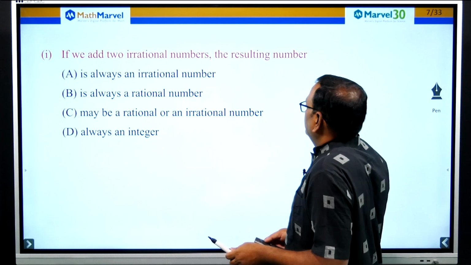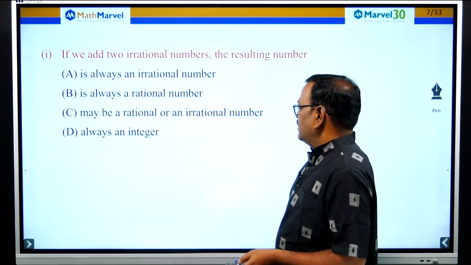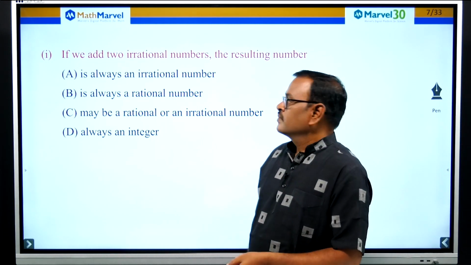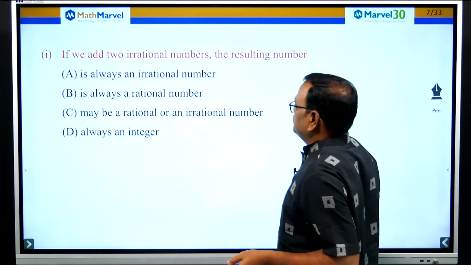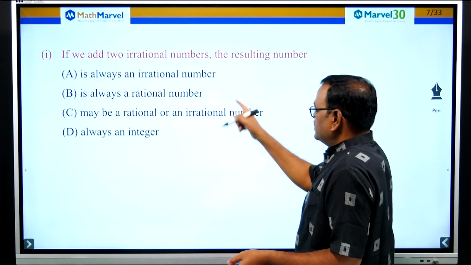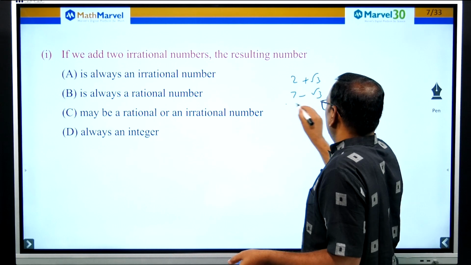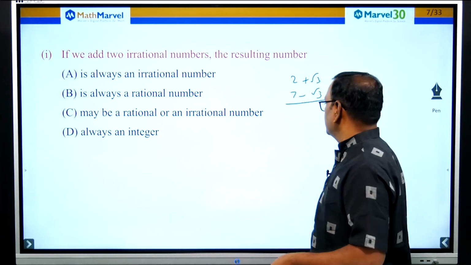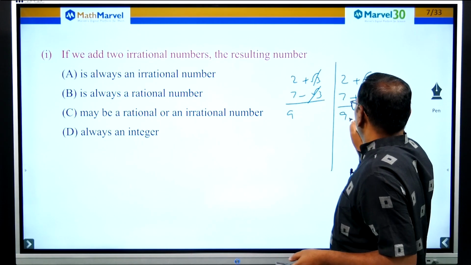If you add two irrational numbers, the resulting number is always irrational, always rational, may be rational or irrational, or always an integer? For example, take 2 plus root 3 and 7 minus root 3. If you add these two, the root 3 terms cancel and the value is 9. Suppose I take 2 plus root 3 and 7 plus root 3, what is the value? 9 plus root 3.